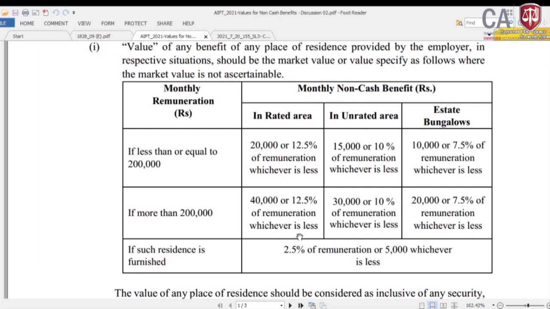But what is the importance in this question? It has been given that it is a furnished apartment. Then the value of furniture also we need to take. It's 2.5% on the remuneration. The remuneration is 300,000. In that, you have to apply 2.5% or 5,000, whichever is the lower amount. 2.5% of 300,000 is 7,500 and the limit is 5,000, so you need to take the 5,000. Clear? Based on these formulas, you need to take the housing benefit into consideration.